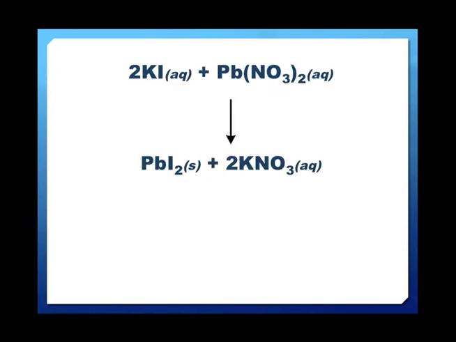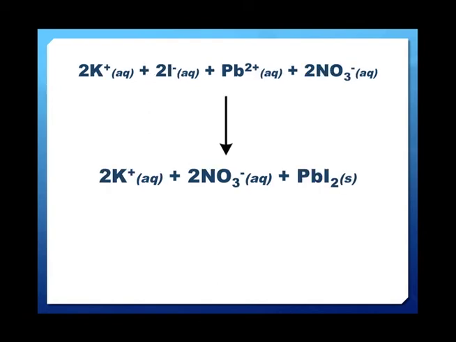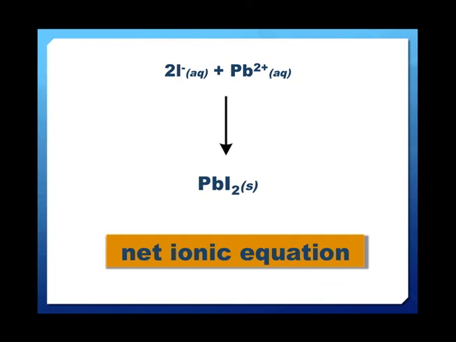Going back to our chemical equation, that means potassium nitrate will be listed as aqueous, but lead iodide will be listed as a solid since it is insoluble. If we wanted to describe this situation with a net ionic equation, the potassium ions and nitrate ions are spectator ions, so it would simply list lead ions and iodide ions coming together to form lead iodide.